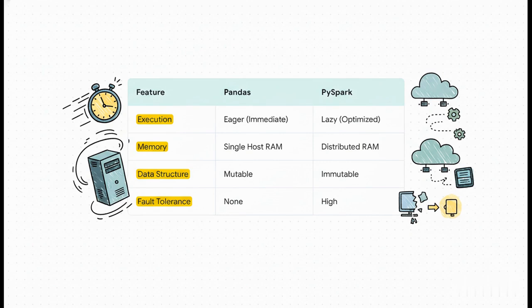Pandas is stuck with the RAM in one machine. Spark uses the RAM of many machines and can even spill over to disk if it has to. And this last one's huge. Spark is fault tolerant. If one computer in your cluster goes down, no big deal. It just recomputes the missing piece. With pandas, a crash means you're starting all over.